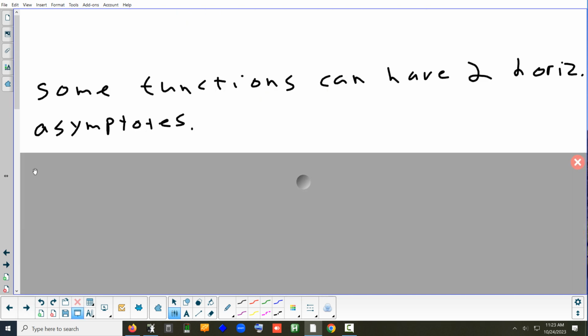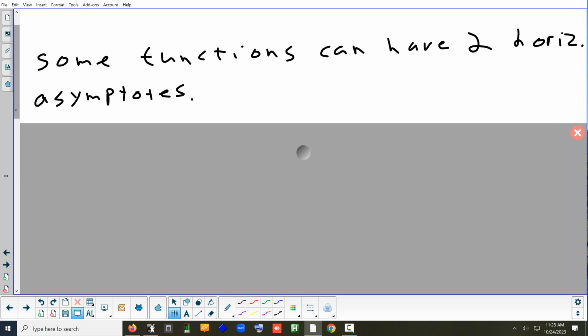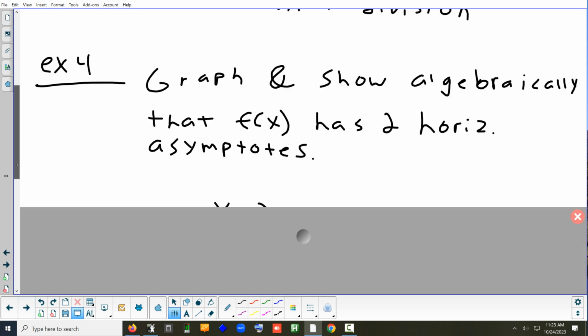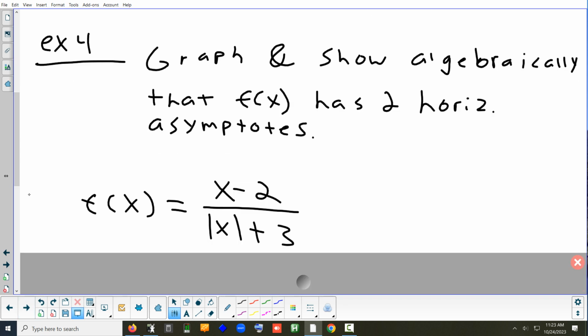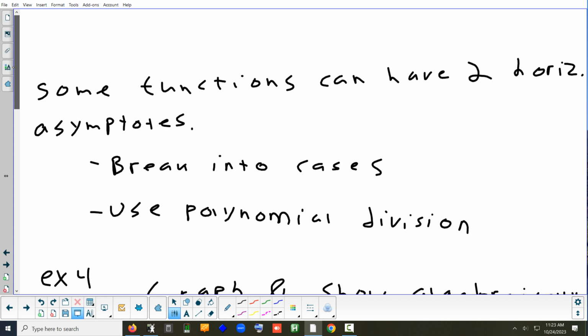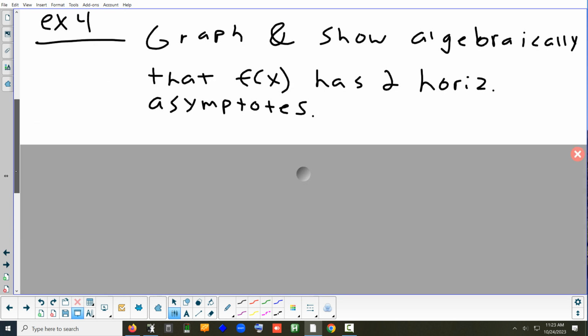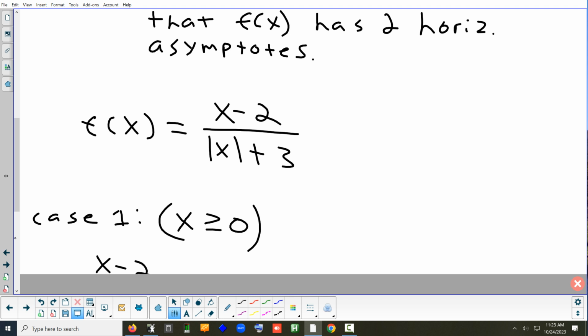All right. So sometimes we can have 2 horizontal asymptotes. Let me see if we're going to do one. I'm not worried about that one. I'm going to hold off on that one.